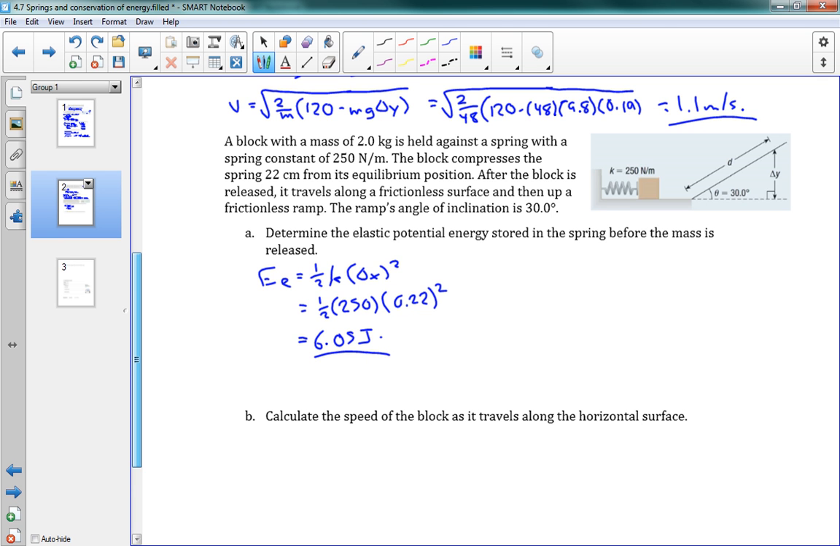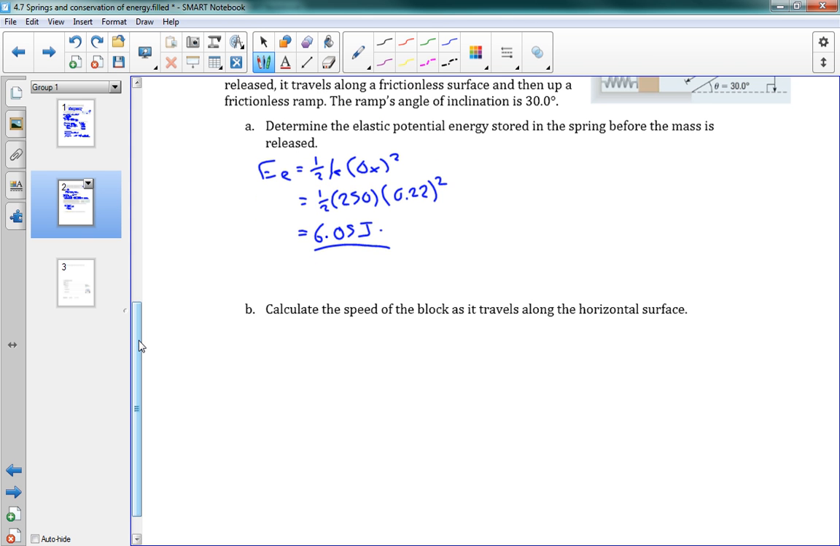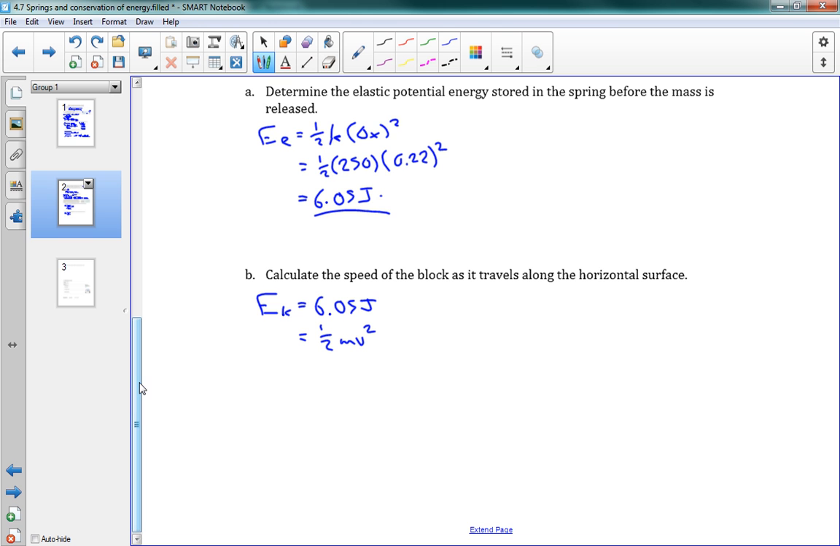And we have our elastic potential energy. Now we want to calculate the speed of the block as it travels along the horizontal surface. Well, at this point we will have converted all of our elastic potential energy into kinetic. So now kinetic is equal to 6.05 joules, which is equal to 1/2 mv squared, and we can solve this for v. V equals the square root of 2Ek over m.